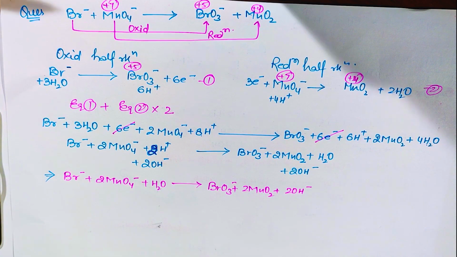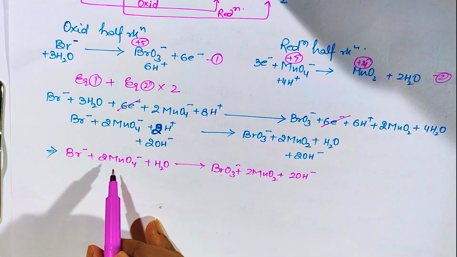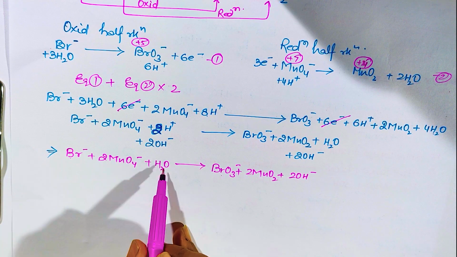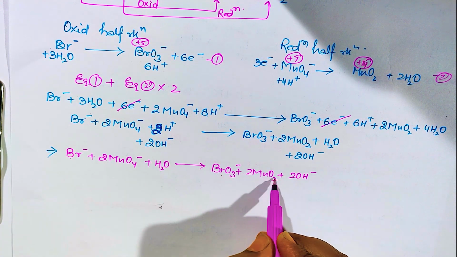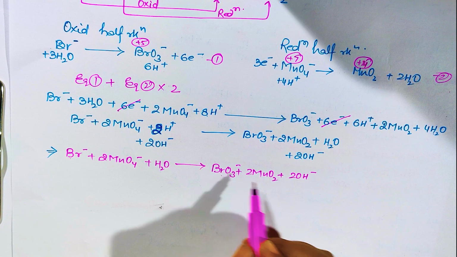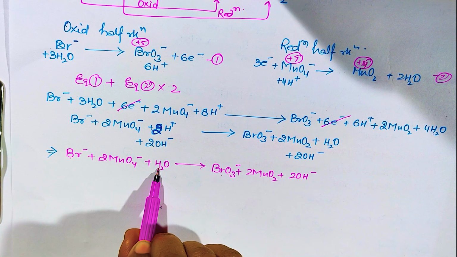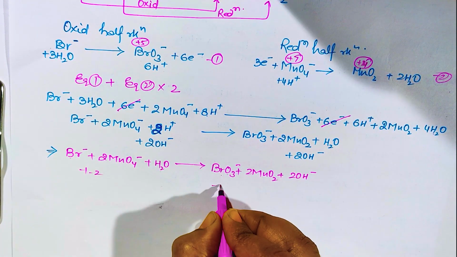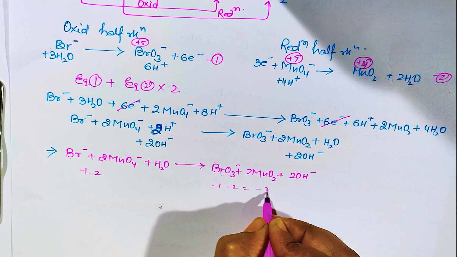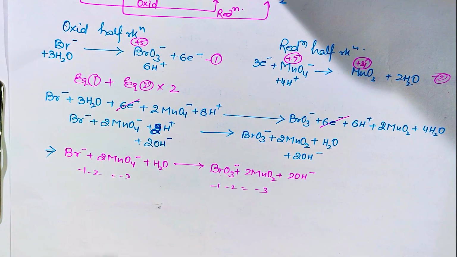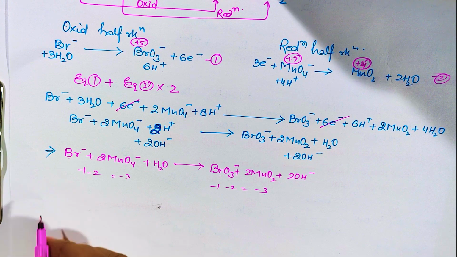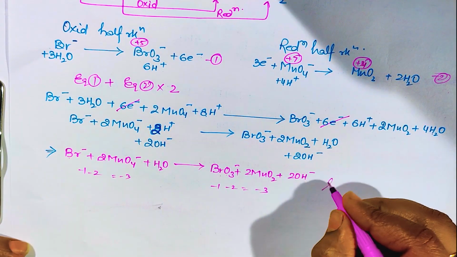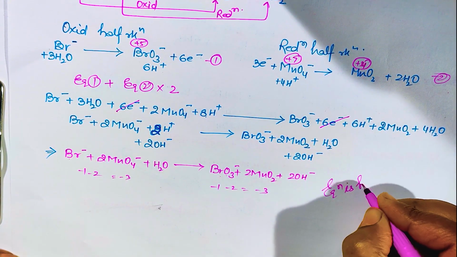So now check the charges. Atoms are balanced: 1 bromine, 2 manganese, 8 oxygen on one side and 9 oxygen on the other. 2 hydrogen, 2 hydrogen. So now charge. This is -1, -2, and here it is -1, -2. So total is -3 on this side, -3 on this side. So both the things are correct. Now third step, since it is in basic medium, OH- should be there in the final result. So OH- is there, that means the equation is balanced. Yes, I hope it is clear.